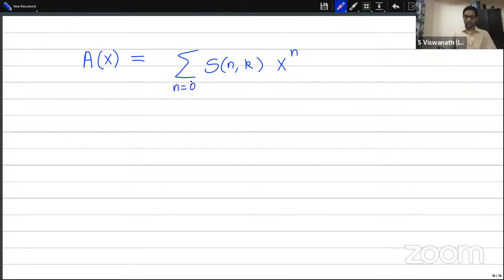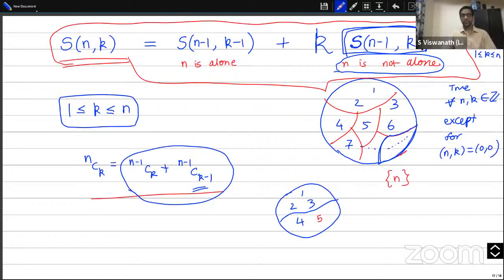Turns out it's easier to do it if you fix k and sum over n. Okay, so let me just do that. So A_k(x), I will define it as follows. Look at the formal power series, the Stirling number S(n,k) times x^n, where n ranges from 0 to infinity. Okay, so this is my definition, and now I will see how this recurrence relation translates into a recurrence for this A_k(x).